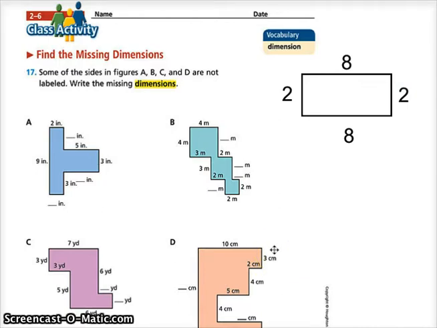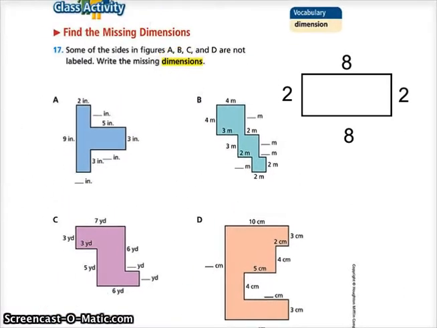Alright, so on figure A we need to determine the missing numbers. So we have a missing side here, a missing side here, and a missing side here. So we need to fill in these three answers. Okay, knowing what we know about rectangles, I know that this side and this side are congruent. So I know that this is 2 inches.